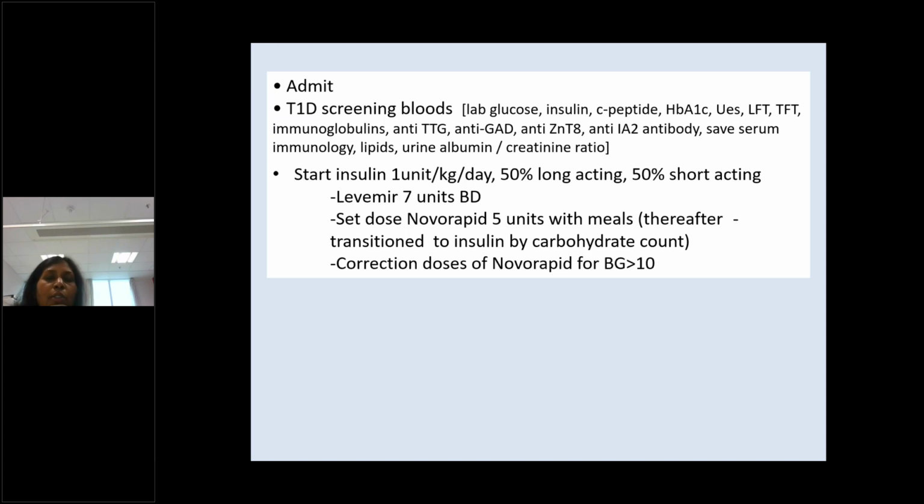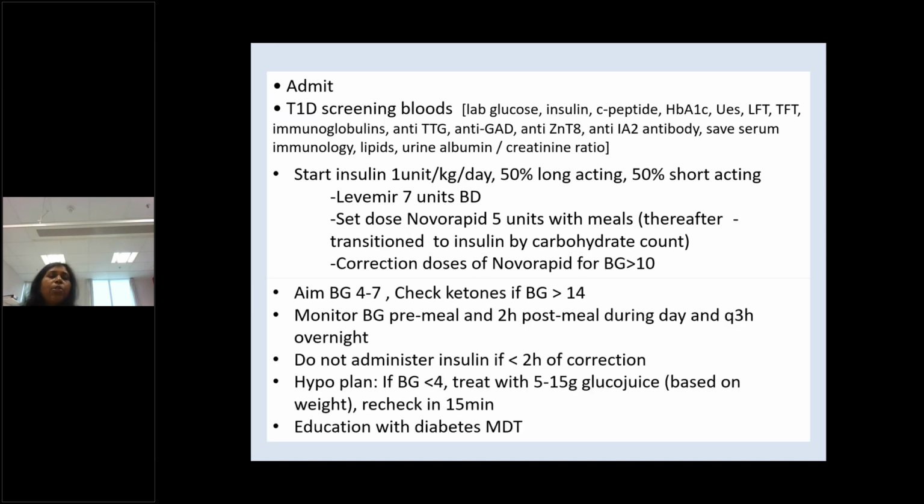Correction doses of Novorapid are given for BGs more than 10. Again, we can go by the individual patient and their weight for that. The aim is to maintain the BGs between 4 and 7, and we always have to check ketones if the BGs are more than 14. We monitor the BGs pre-meals and 2 hours post-meal during the day, and every 3 hours during nighttime.